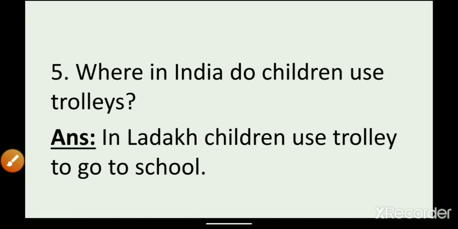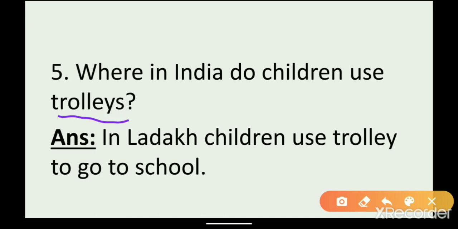Next, where in India do children use trolley? As you all know, trolley is an open box made up of wood which helps children to go from one side to the other side in places where there are rivers. So in Ladakh, children use trolley to go to school.